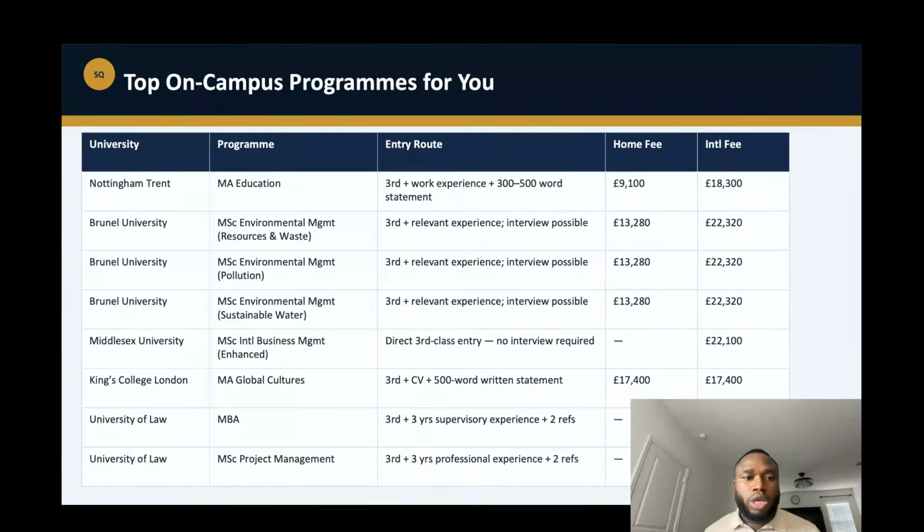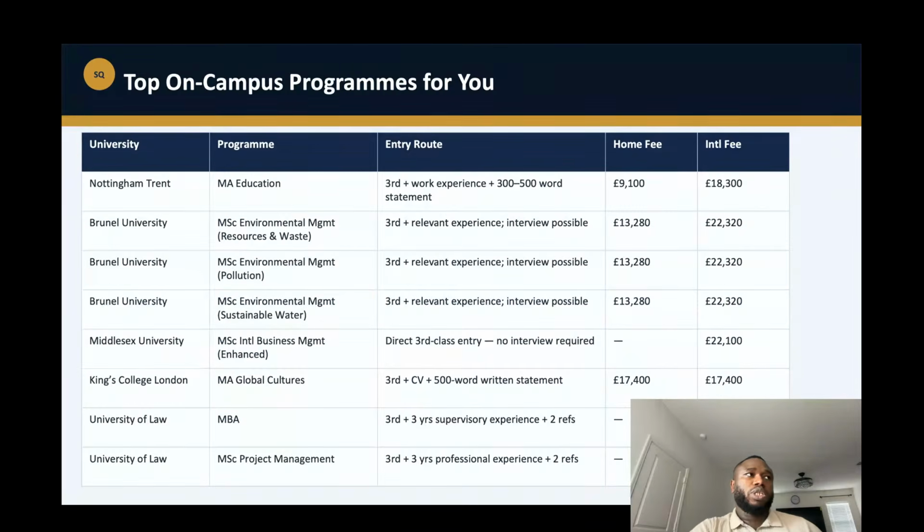All right, so these are schools and programs where you can apply with a third-class degree. The first one is an MA Education at Nottingham Trent University. The second one is MSc Environmental Management at Brunel University. But for Brunel University, you will need to have relevant work experience. So if you're coming to us and you don't have work experience, you're fresh out of school, then your chances of getting admitted are almost 0.